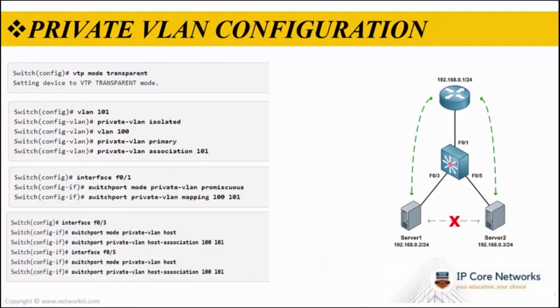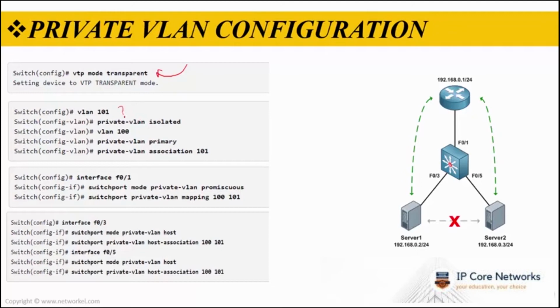And here is how we can configure the private VLAN, and the configuration is pretty straightforward, as you can see. The first thing we should do is change the VTP mode to transparent. Please keep in mind that if you want to use private VLAN, you need to use the transparent VTP mode.